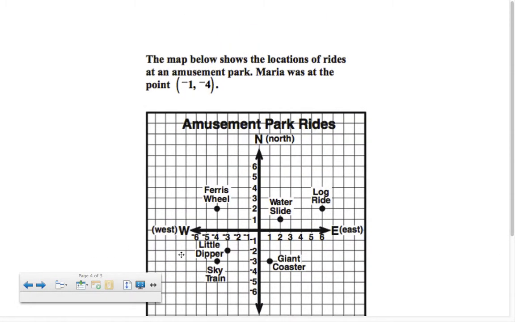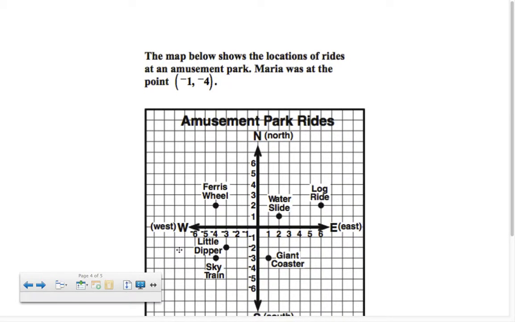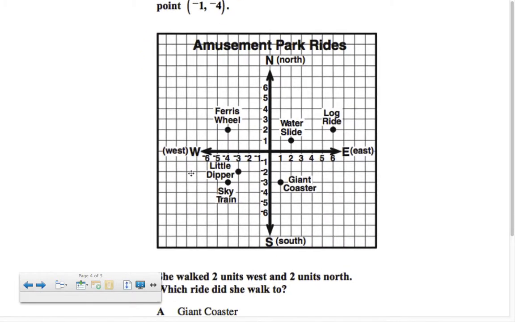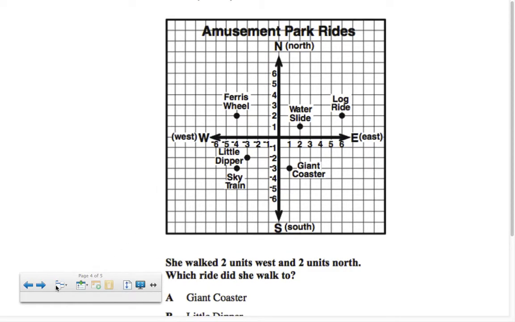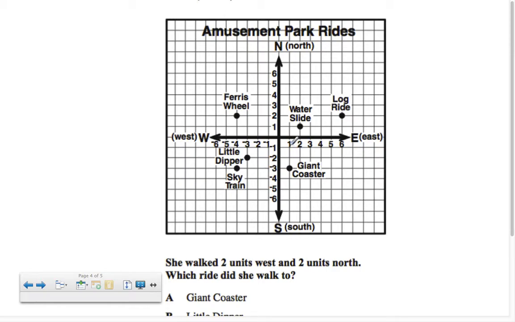How about this one? The map below shows locations of rides at an amusement park. Our timer's up. This will be the last one. Maria was at point -1, -4. Okay, so it said where she was. She's at point -1, -4. To find that, we have to go to the left to -1 and down to -4. This is where Maria was, that little red dot that I just made.